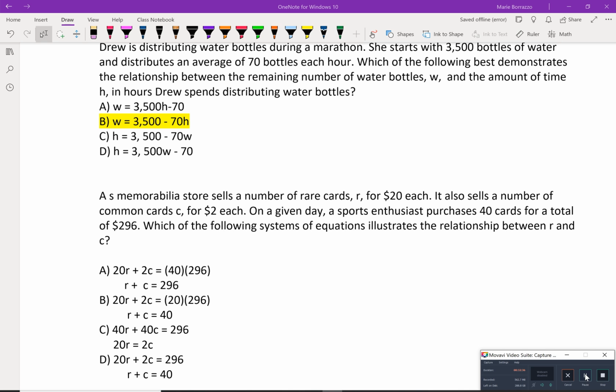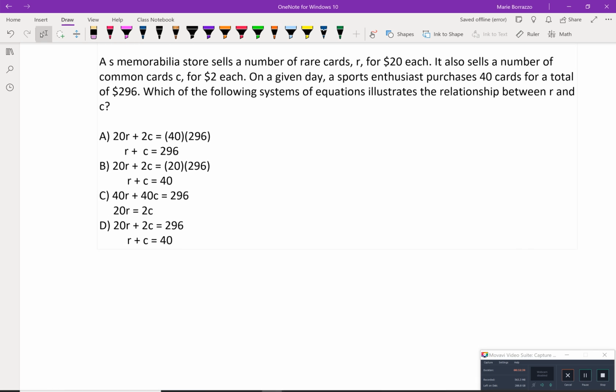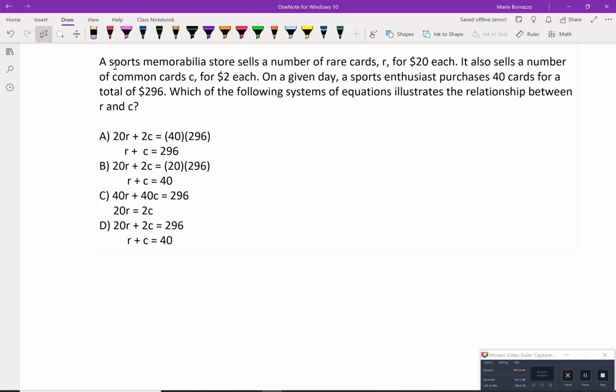Okay, so in this question, it says a sports memorabilia store sells, I missed the word sports, memorabilia store sells a number of rare cards for $20 each. They call the cards R, or refer to them as letter choice R. It also sells a number of common cards C for $2 each. On a given day, a sports enthusiast purchases 40 cards for a total of $296. Which of the following systems of equations illustrates the relationship between R and C?